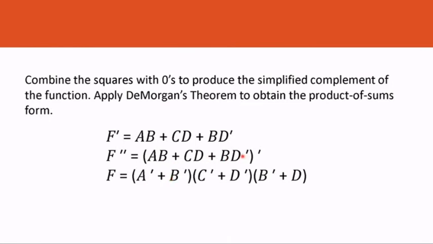And since the operator between these two terms is OR, it will be replaced by an AND. So this one will become C prime plus D prime, and we have here B prime and then D prime. Since this is D prime prime, the primes will cancel out, so this will become D. Therefore, our F is equal to A prime plus B prime, times C prime plus D prime, times B prime plus D.